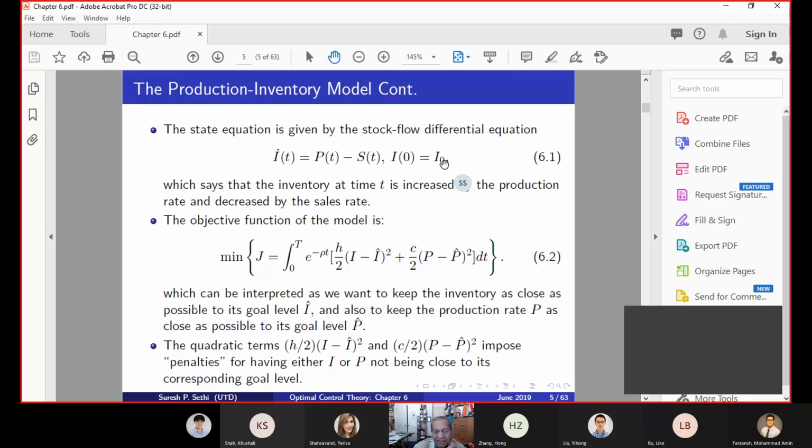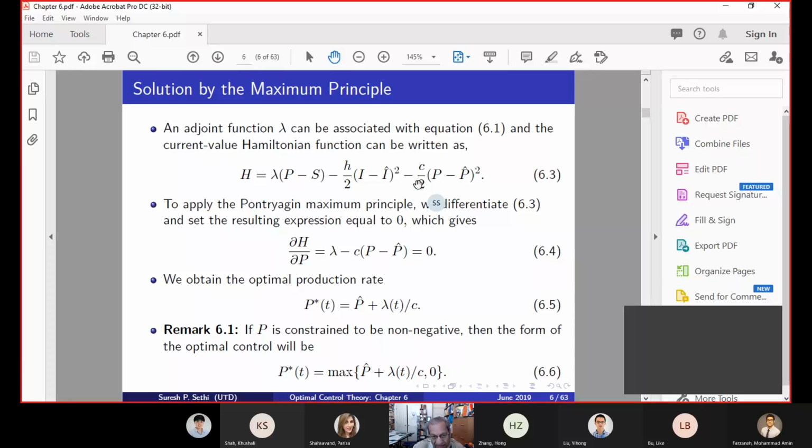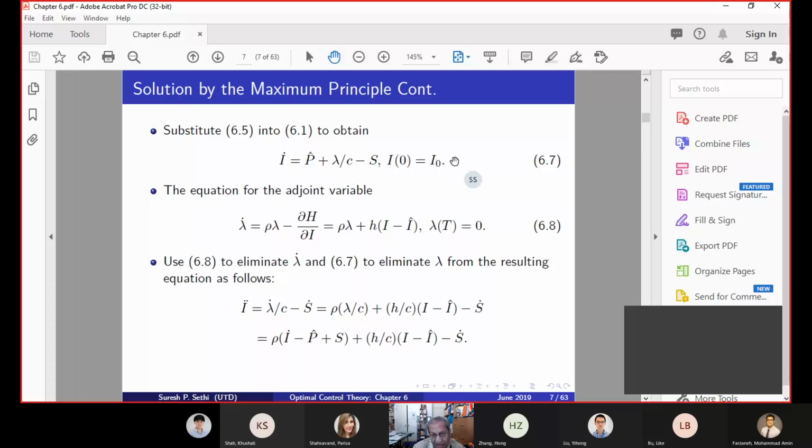So it's sufficiently small, let's put it this way. Okay. Or not too large. If that's the case, then I can substitute for P in my I dot equation, and I can get I dot equal to this. The adjoint variable, on the other hand, is lambda dot equals rho lambda minus delta H delta I, which can be given like this, and lambda T equals 0 because they have no salvage value.